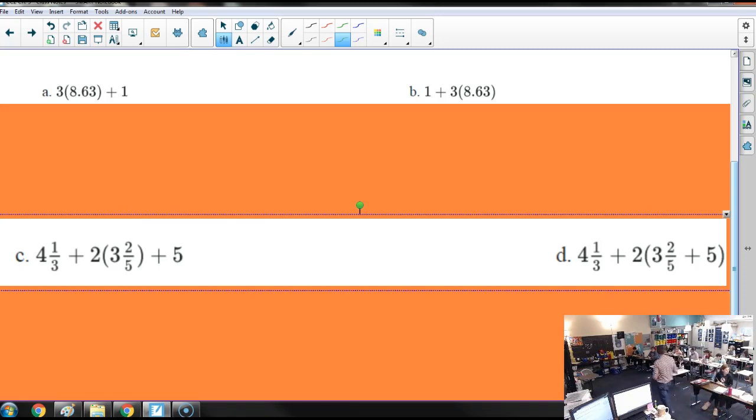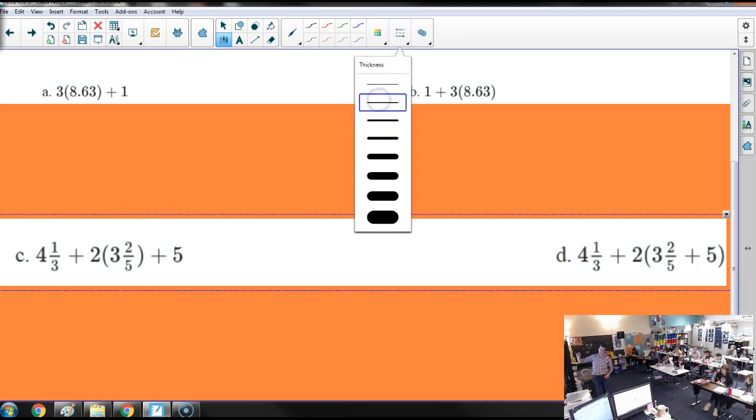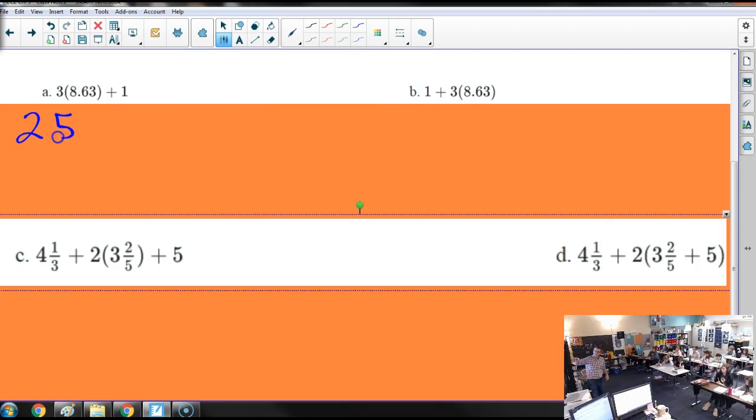Then, after you type it in the calculator, anyone want to help me with the value of this multiplication? 25.89. Then plus 1 more still. 26.89.